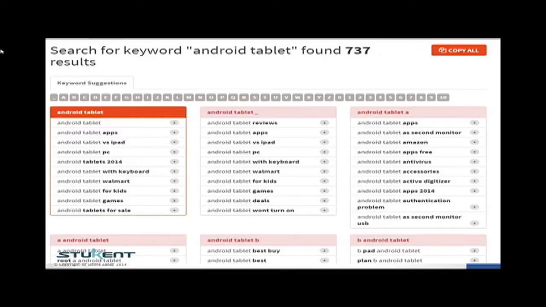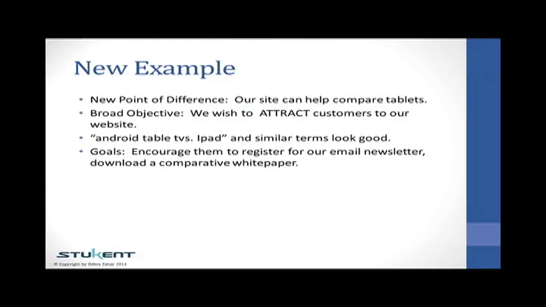So my new example might be that our website can help people compare tablets, which would also be true, I believe, for the website in the simulation. And our broad objective then is we want to attract customers to our website. We could use Android tablet versus iPad. Oh, I see the T got moved over. And similar terms like that. So you can see up here people search for Android tablet versus iPad quite often, and reviews. So we can use those kinds of terms.